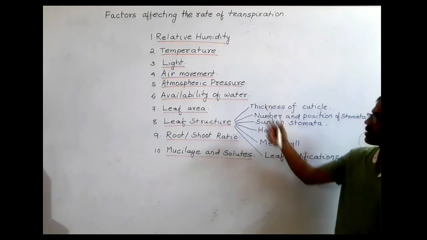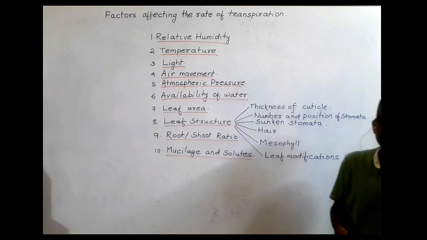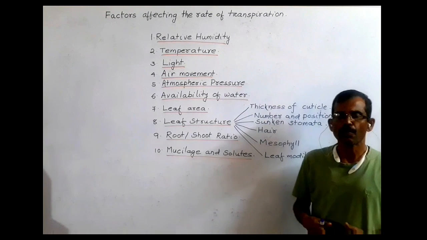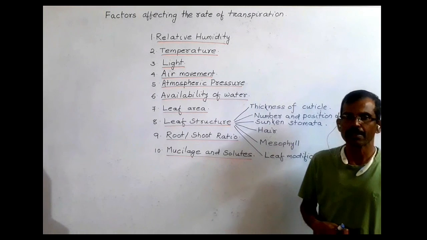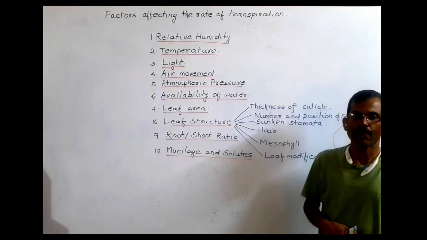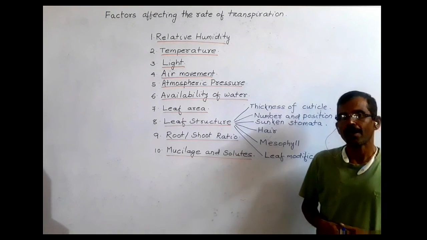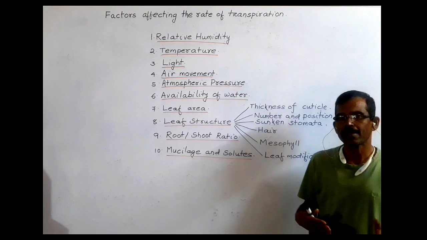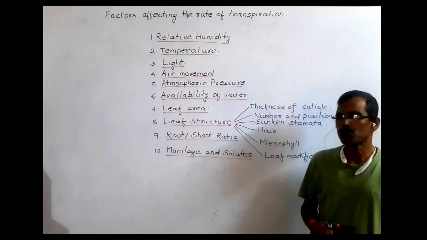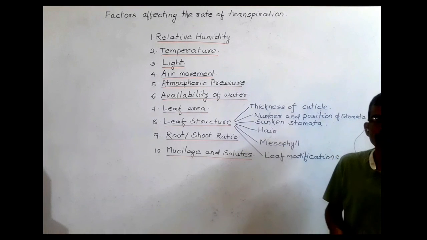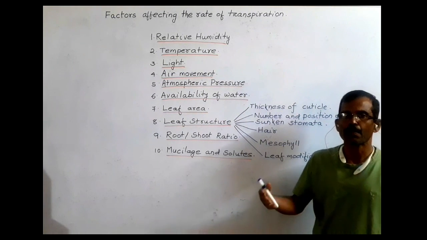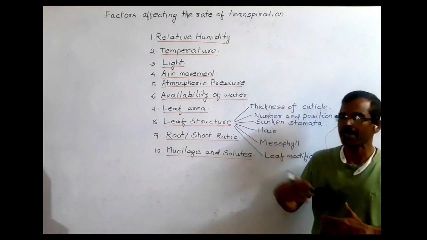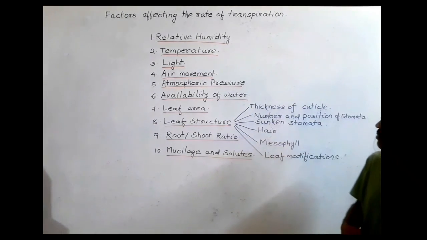Next factor is availability of water. Availability of water in the soil is a very important environmental factor that affects the rate of transpiration. When there is sufficient water in the soil, the roots absorb much water. So this increases the availability of water in the plants, thereby increasing the rate of transpiration.